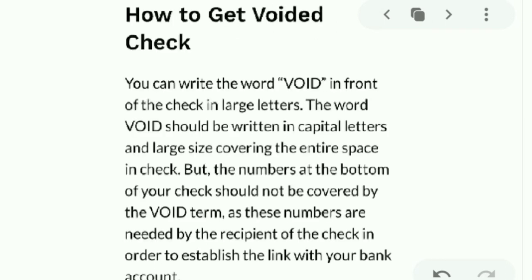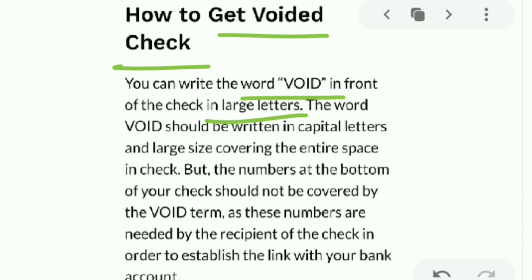How can you void a check? What is the process by which you can void a check? Here you can write the word void. By simply writing the word void on a check in large letters, you can void a check.